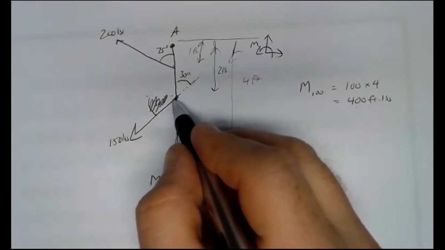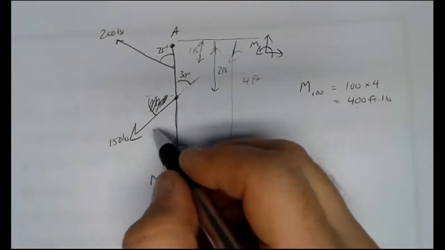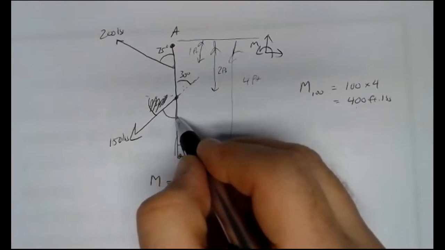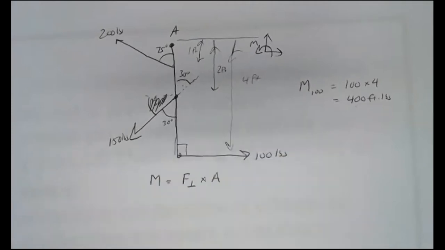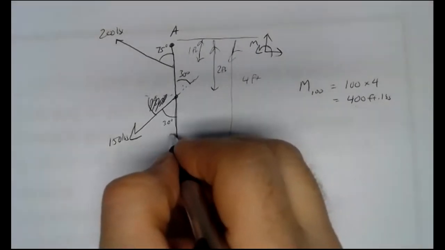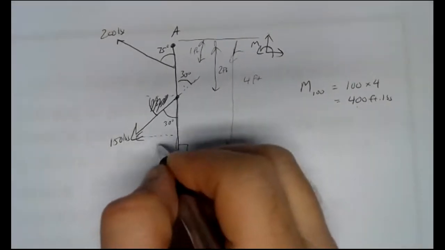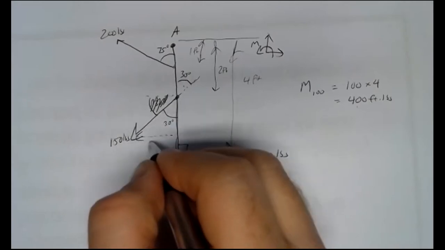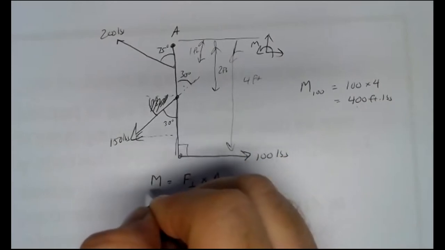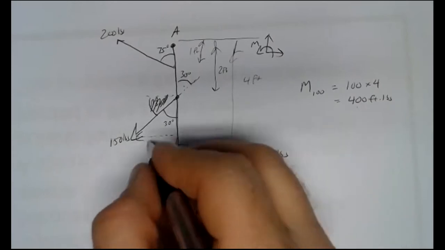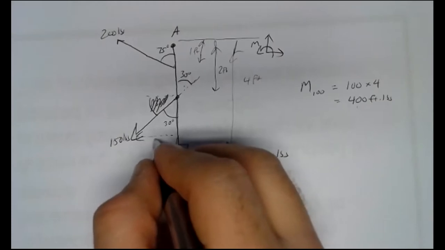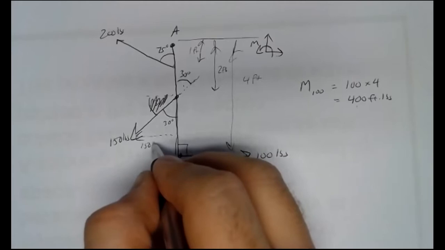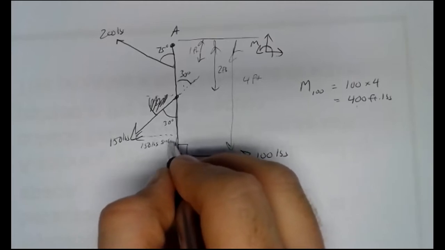The 150-pound force is not at 90 degrees. We need the perpendicular force. So I can draw this angle down here. This is my 30-degree angle. The perpendicular force would be the opposite side. So I've got a 150-pound hypotenuse. I need this opposite side. Opposite goes with sine. So the perpendicular component is going to be 150 pounds times the sine of 30.